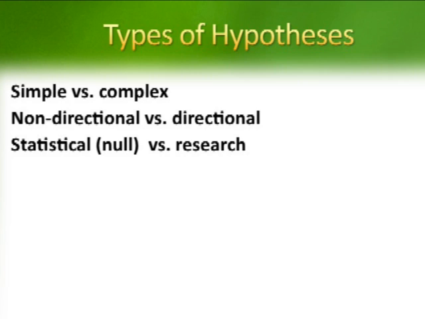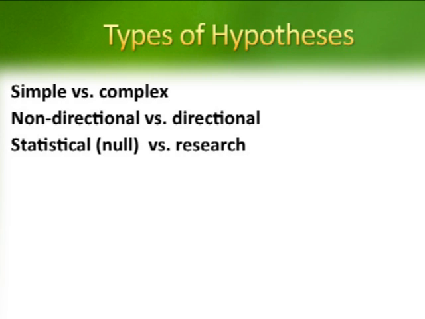A causal hypothesis, on the other hand, indicates a cause and effect relationship between two or more variables, which are referred to as independent and dependent variables. And we're going to talk more about this in a minute.